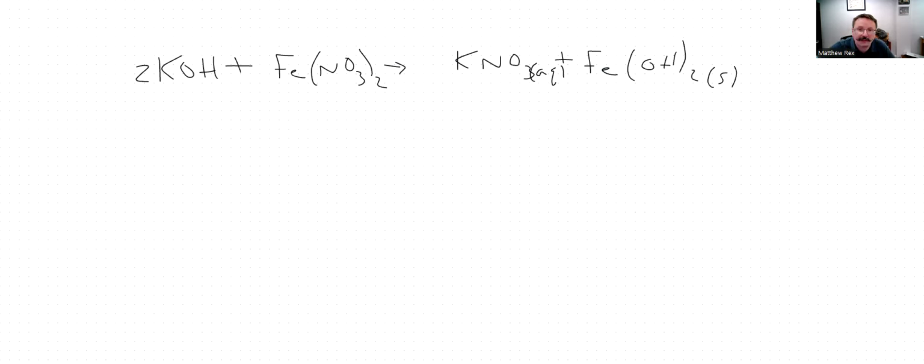And they want to know the spectator ions. So the spectator ions would be the things that don't participate in that reaction, or the two things that, once they're dissolved and they dissociate, are going to be identical from one side to the other, which are going to be the potassium and the nitrate. Answer B on this version.